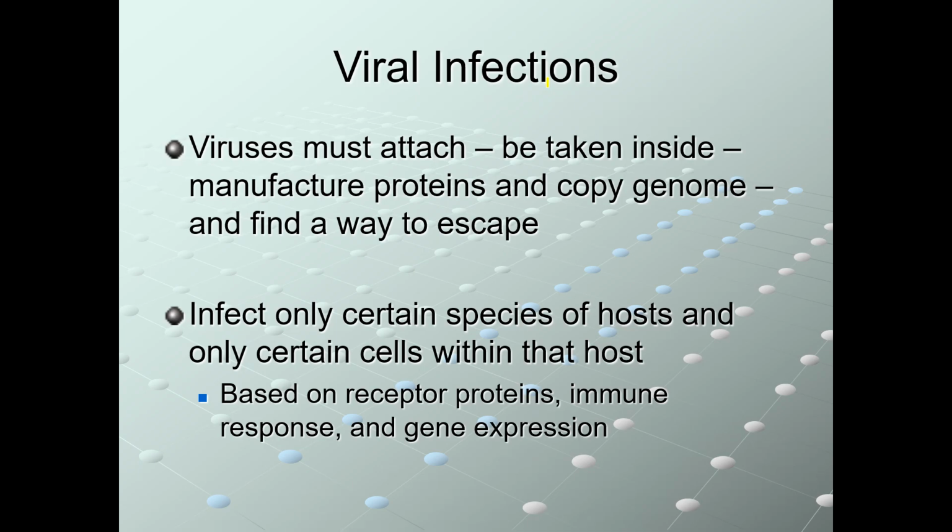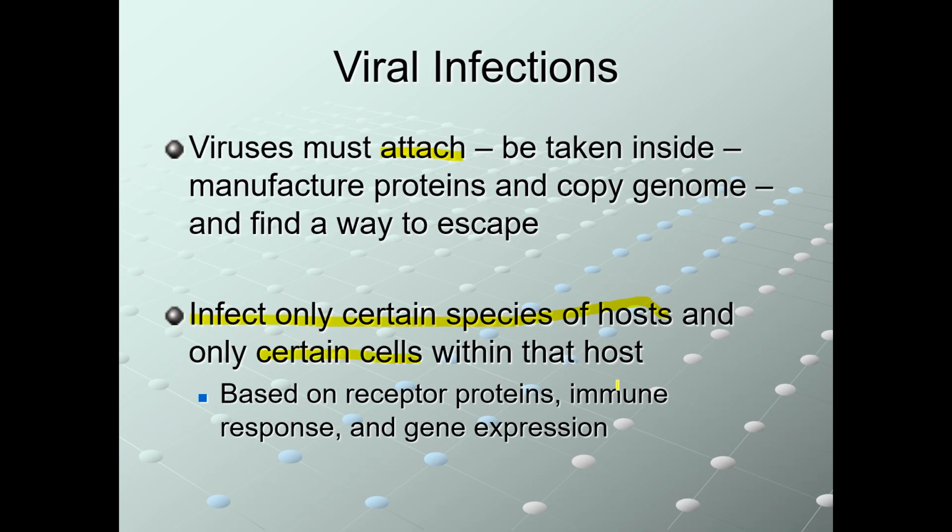Now in order for a virus to do anything, like I said, it's going to have to attach, and somehow the genetic material of that virus is going to have to be taken inside the host cell so that it can be copied and proteins can be made, okay? Now as I mentioned, that infection is going to be specific. They can only infect certain species. So some are incredibly, incredibly specific. Some of them only infect certain cells.